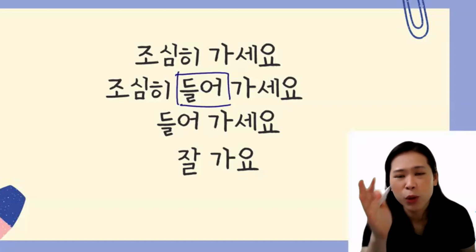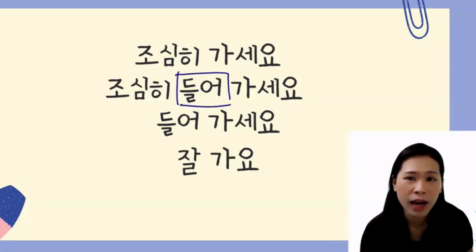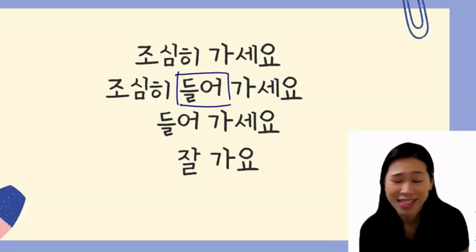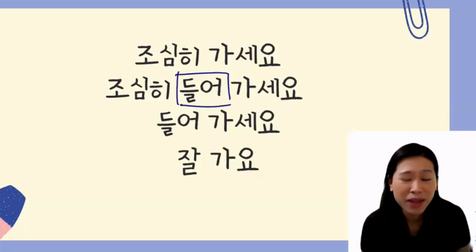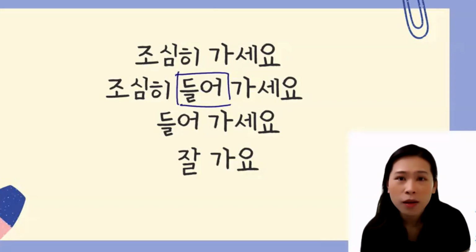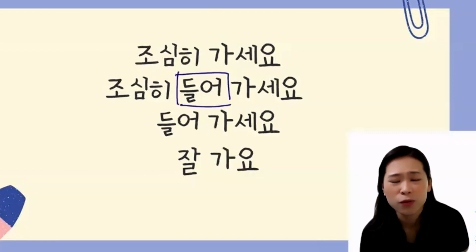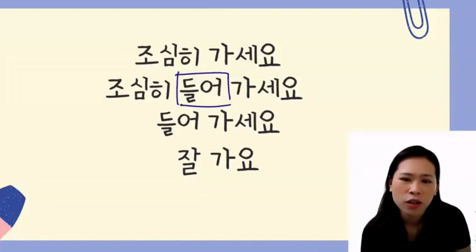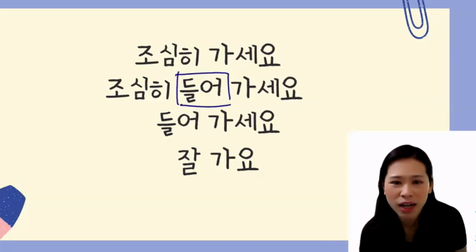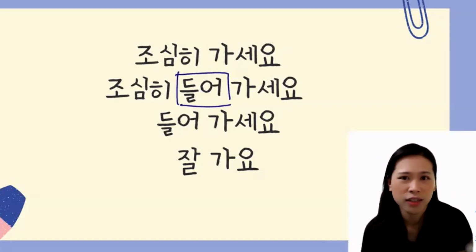Now, with the yo form, they are all pretty polite. Of course, 조심히 가세요 is more polite than 잘 가요, but that doesn't make 잘 가요 impolite. It depends on what kind of situation you are in. If it's just with your friends, then just drop the yo. 조심히 가. 조심히 들어가. 들어가. 잘 가. So this is how you can say bye-bye.